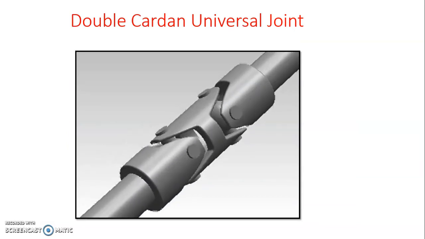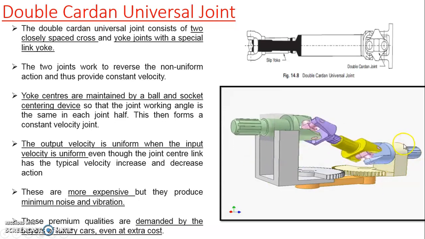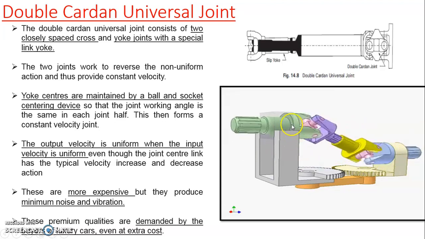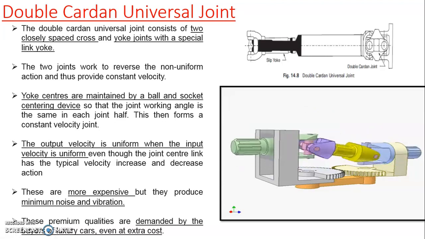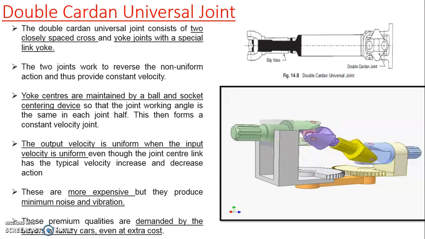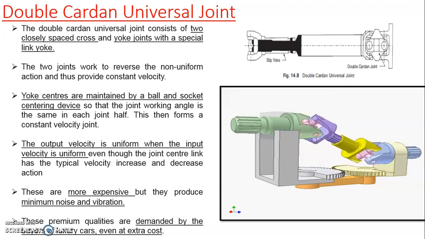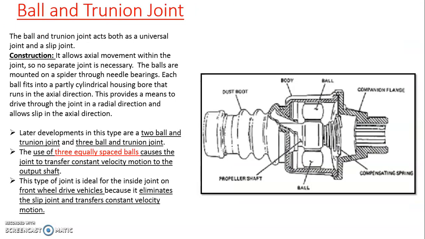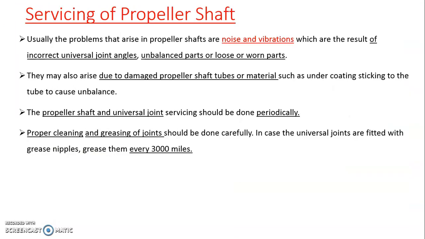Here is the double Cardano universal joint. We have discussed this; it is very interesting. At one end the length is adjusted. This is nothing but a slip joint or slip yoke, and two Cardano joints are spaced in between in this slip yoke. This is more expensive compared to other universal joints, but it produces minimum noise and vibration, and that is why it is accepted in automobiles. We have also seen the Bendix-Weiss universal joint and the ball and trunnion joint, and we have also discussed how to carry out maintenance of the propeller shaft.